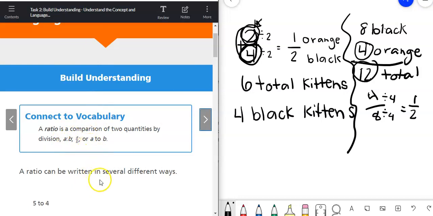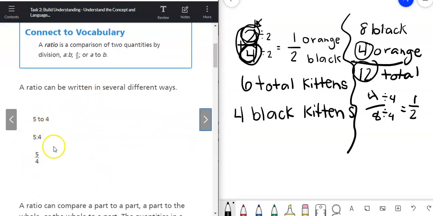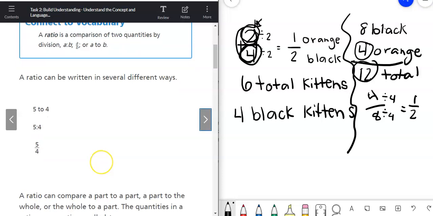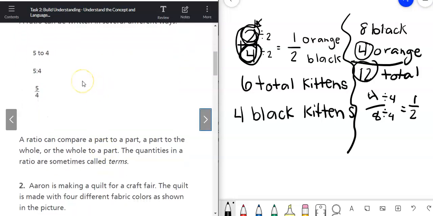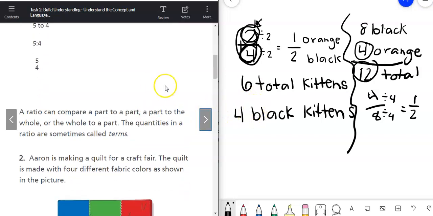Now this looks a little confusing right here, but this is the way that you can write a ratio. You can write 5 to 4. The 5 and the 4 are just numbers that you can put in. Any numbers can go there. So you can write it with a "to" in between, you can write it with a colon in between, or you can write it as a fraction. And they're going to be making you write it as all of them through here. So a ratio can compare a part to the whole, or a whole to a part. The quantities in a ratio are sometimes called terms.